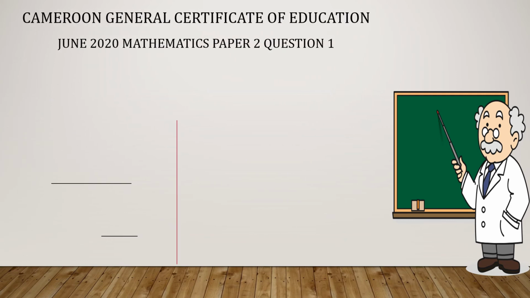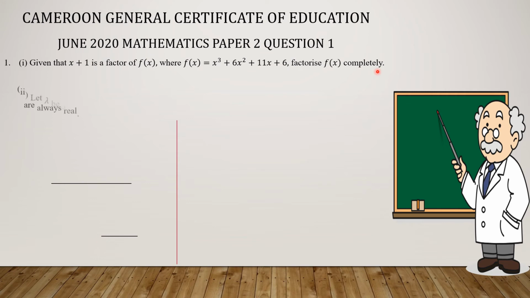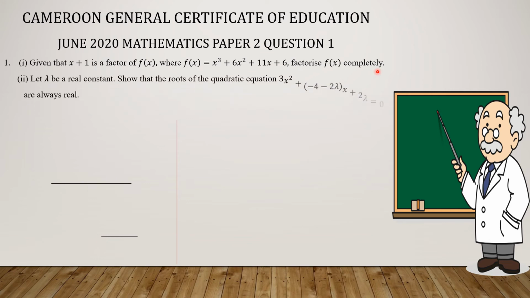So the next question is June 2020 Mathematics Paper 2 question 1, and the question reads, given that x plus 1 is a factor of f of x, so f of x is equal to this, factorize f of x completely. Roman 2 says, let lambda be a real constant, show that the roots of the quadratic equation 3x squared plus negative 4 minus 2 lambda x plus 2 lambda equals 0 are always real. Okay, so let's start first with Roman 1.